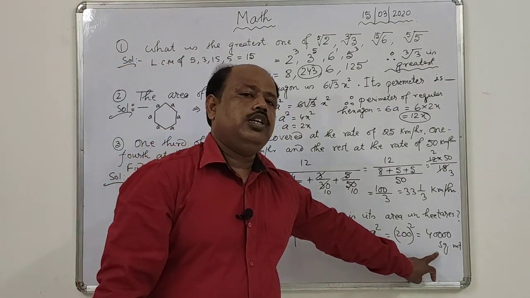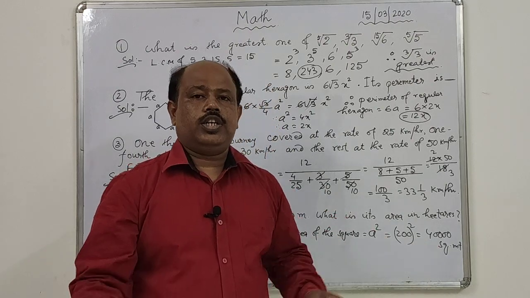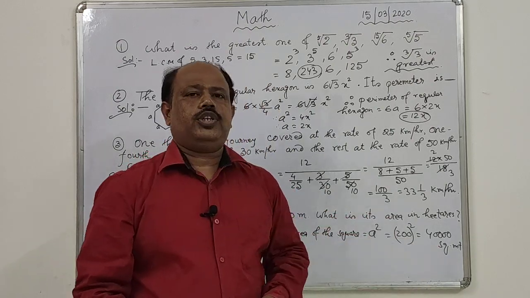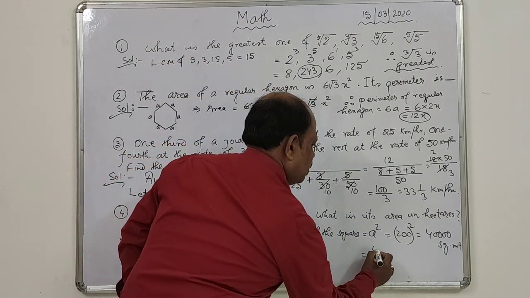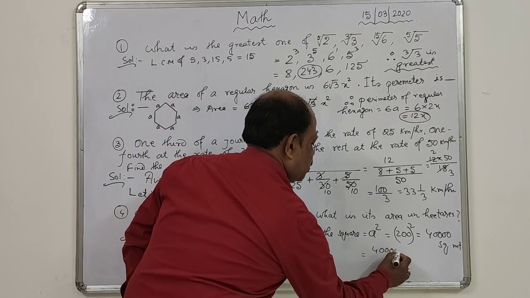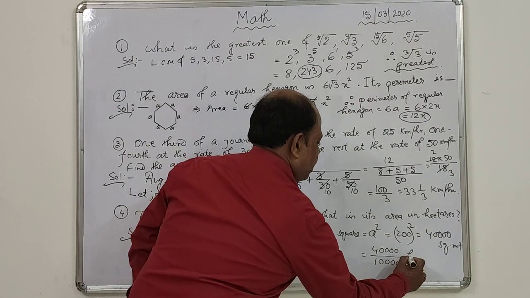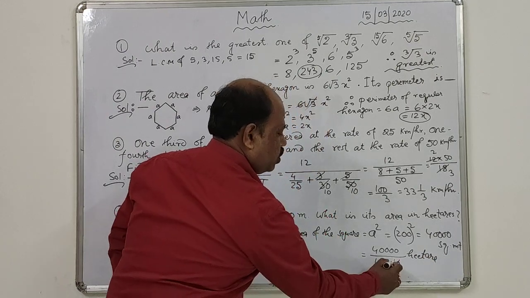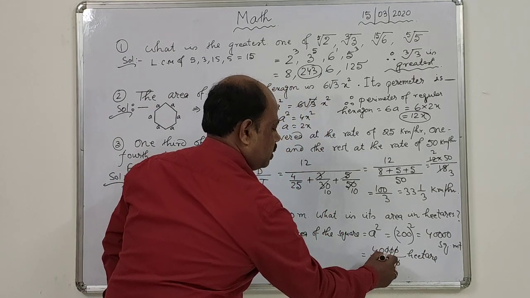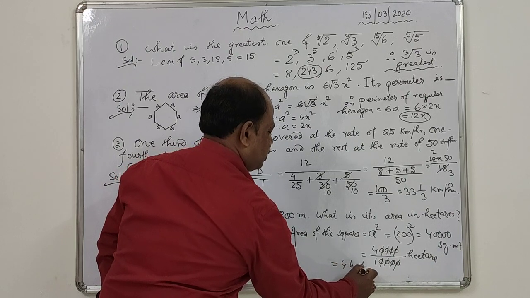Since this unit is square meter, to get hectare you have to divide by 10,000. Therefore 40000 by 10,000, that is the hectare, and the zeros cancel here, therefore equal to 4 hectare.